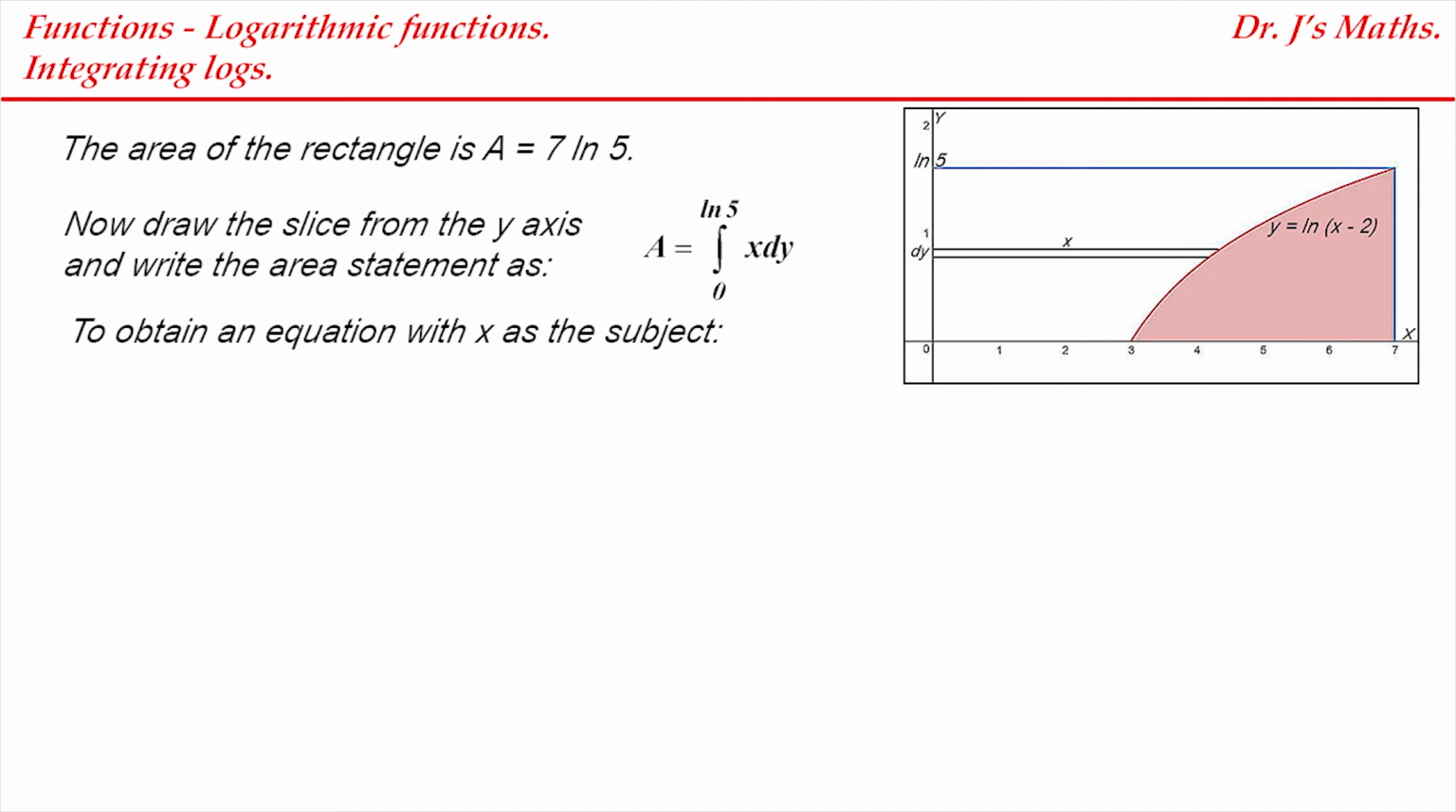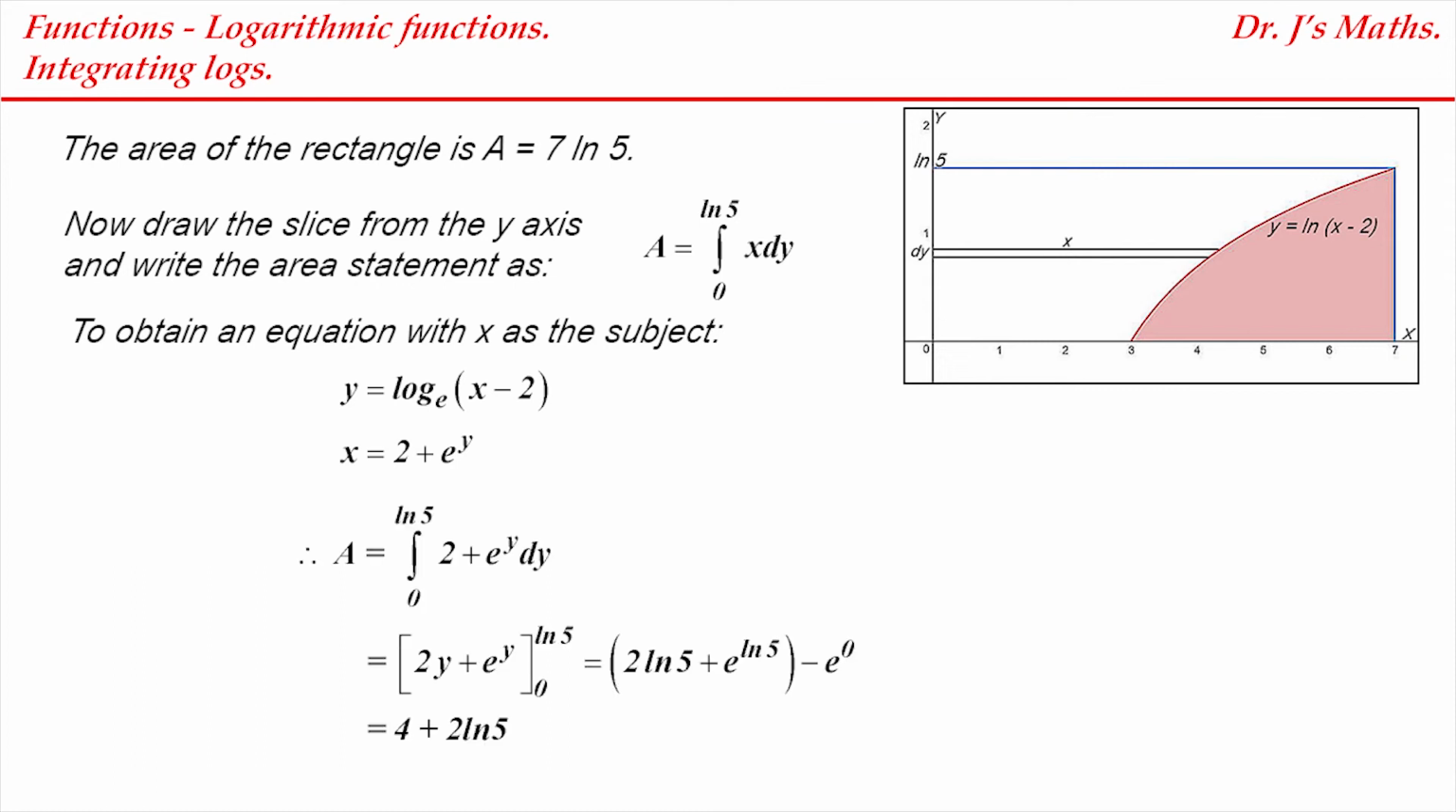To obtain an equation with x as the subject so that we can put it into that area statement, we write our original equation y equals log(x minus 2) to the base e. So taking the log form into the exponential form, we bring our e across to the other side, so it's e to the y plus 2 is equal to x. So now we can do our area, which is going to be the integral from 0 to log 5 of 2 plus e to the y dy, just by substituting into our original statement.